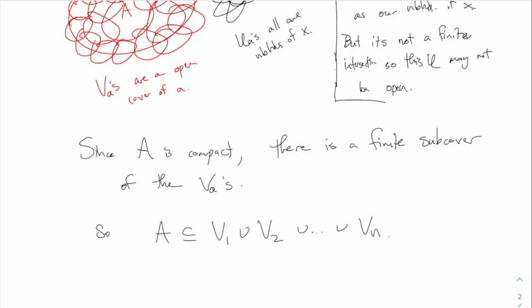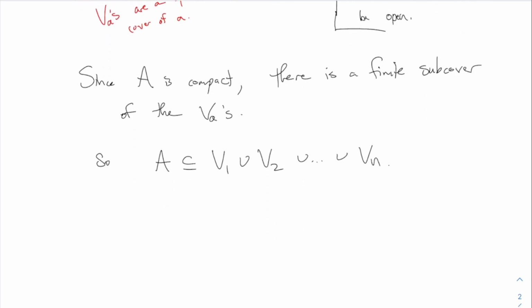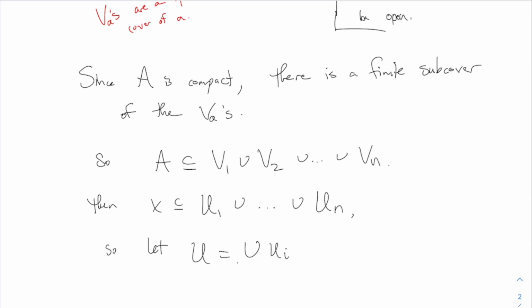But then we take the corresponding finitely many U's around Vx, and we make those the intersection of that. And so we have A is covered by finitely many of these, and then X is in the union of the corresponding finitely many U's, U1 up to Un. So let U be the union of these, i equals 1 to n of the Ui. Then X is in U, and U is disjoint from A.